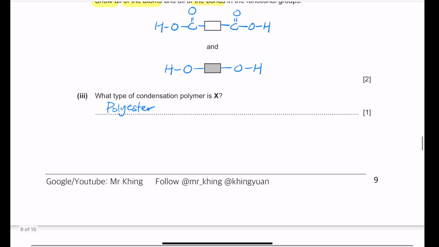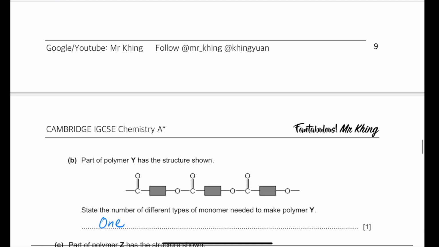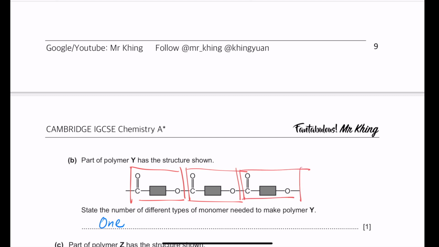Okay, next one. How many different types of monomers are there here? They're asking you the number of different types of monomers. So first, how many repeated units are there over here? 1, 2, 3. But if you look closely, all 3 are the same. There are 3 repeated units of the same monomer, and they're asking how many different types of monomers. Only one type, they're all the same.